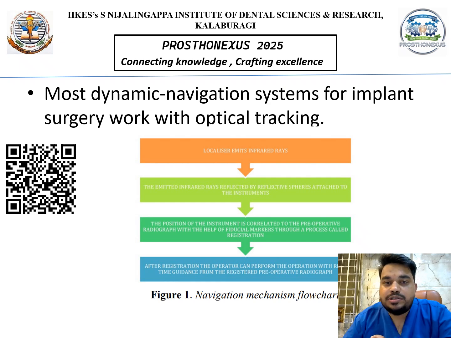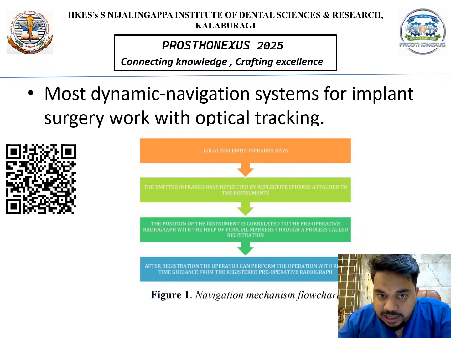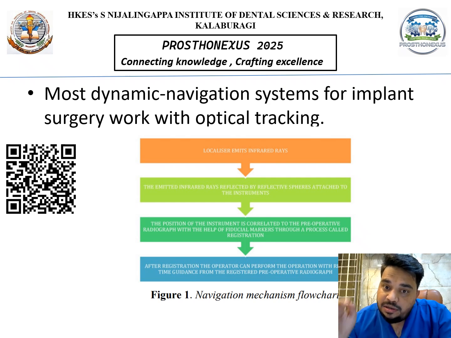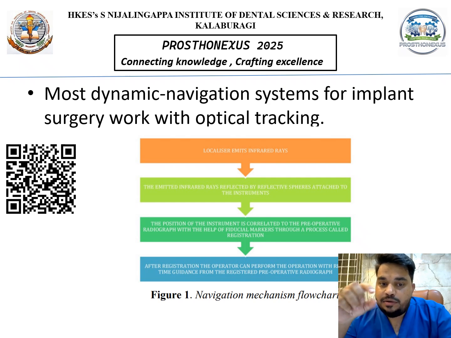It basically works on optical tracking. There are steps that are happening. First, the localizer emits infrared radiations, and the emitted infrared radiations are reflected by the spheres that are attached to the instruments. The spheres attached to the instruments will reflect the infrared radiation.